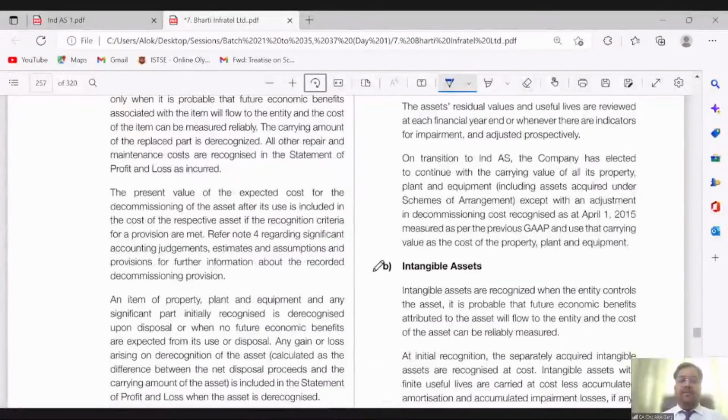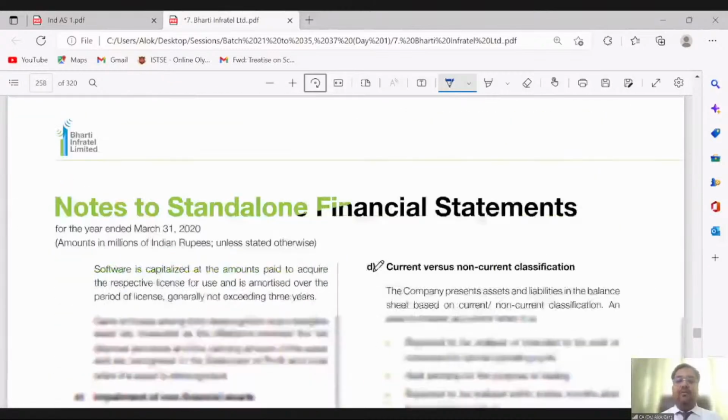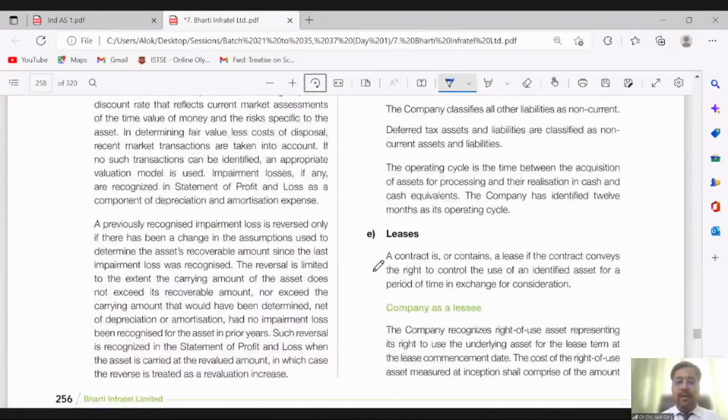And for example, friends, your property, plant and equipment has to be depreciated over the useful life. What is this? This is an accounting policy. But what is the useful life? Useful life is an accounting estimate. Okay. So friends, in our old IGAAP, we were only required to provide the disclosure of accounting policy. We were not required to provide the judgments and estimates applied in formulation of accounting policies.